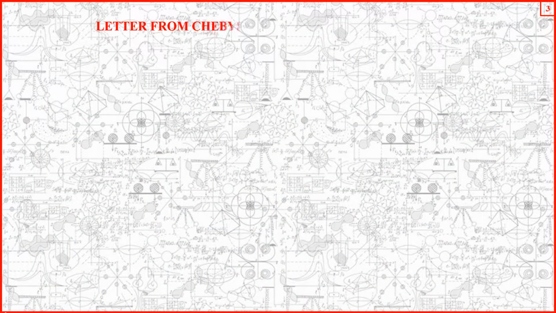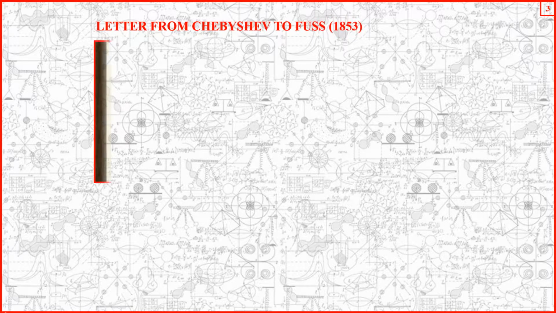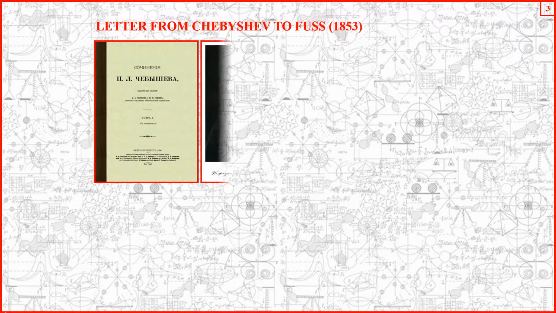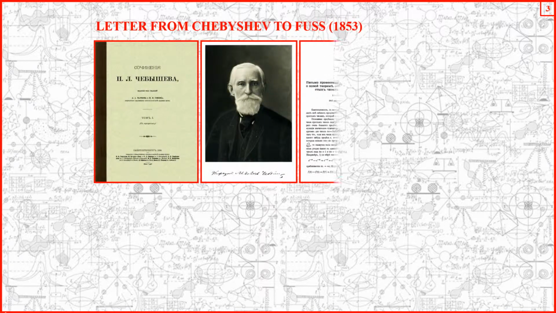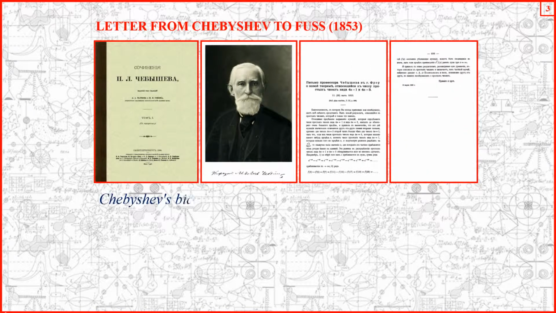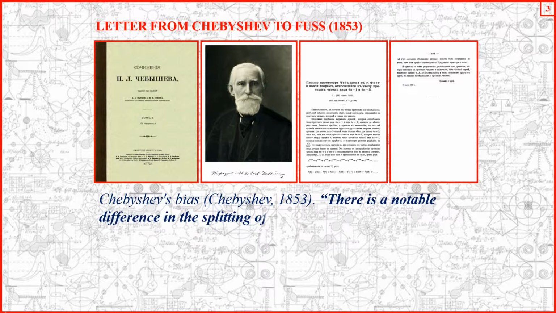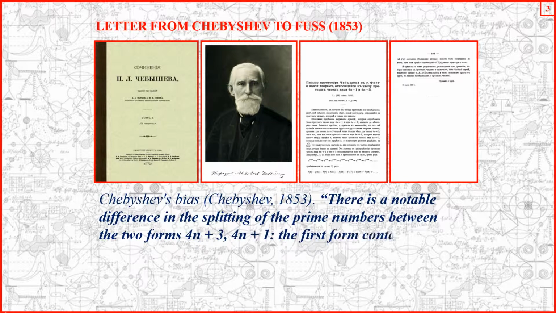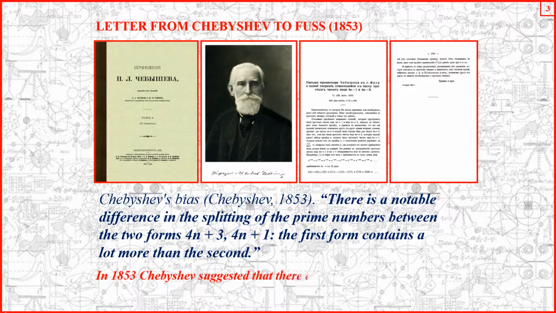Chebyshev was a famous Russian mathematician who lived in the 19th century. In 1853 he wrote a famous letter to his professor and fellow mathematician Pavel Fuss, who was a grandson of Leonhard Euler. In this letter he made an interesting observation that there are more primes that are congruent to 3 modulo 4, than primes that are congruent to 1 modulo 4. Since then this conjecture has been called Chebyshev's bias. Chebyshev's letter to Fuss is still cited in each and every paper in this field.